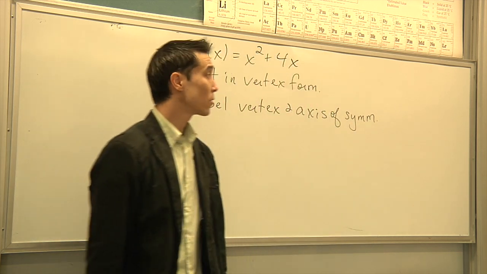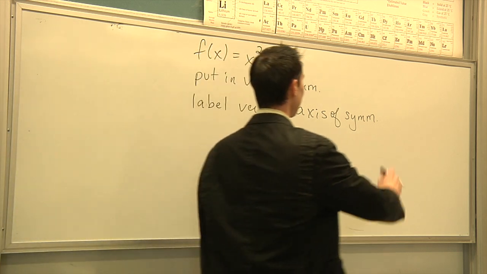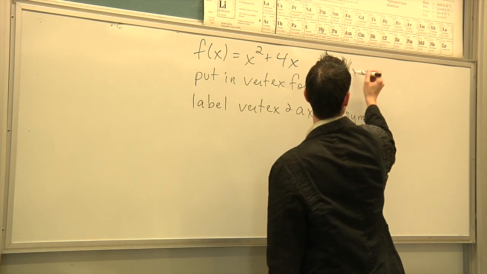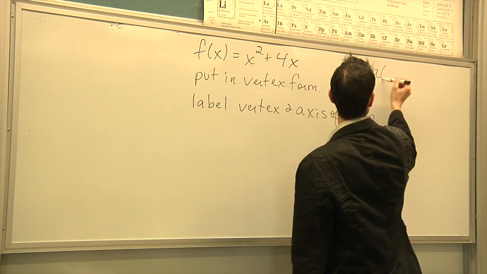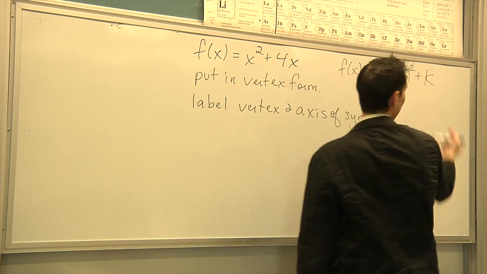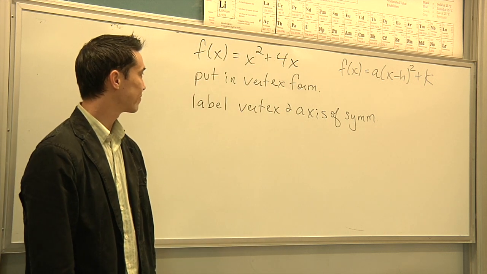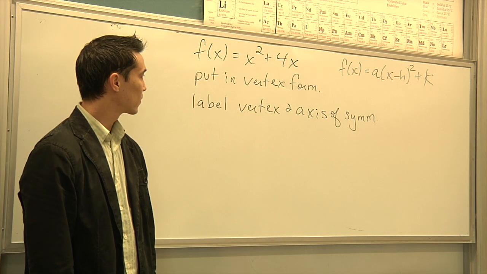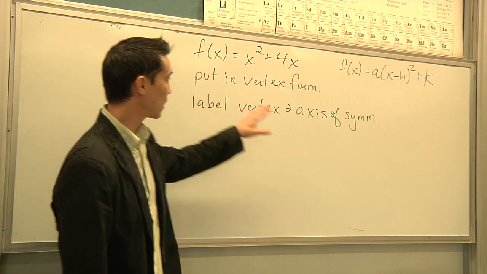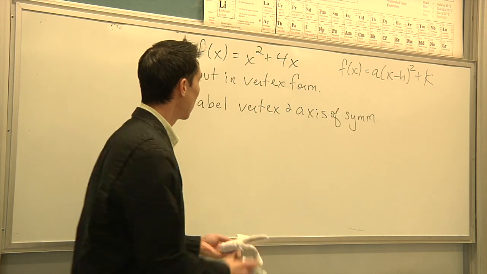Okay? So the idea here is we have x squared plus 4x, but I want to put it into this form. F of x equals a x minus h squared plus k, and that way I can read off the vertex because it'll just be h comma k. Okay? So I have this form, and I'm being asked to put it into this form. That's what this question wants you to do. All right.